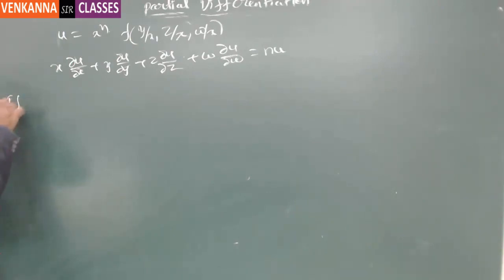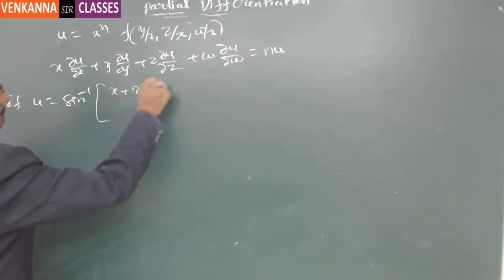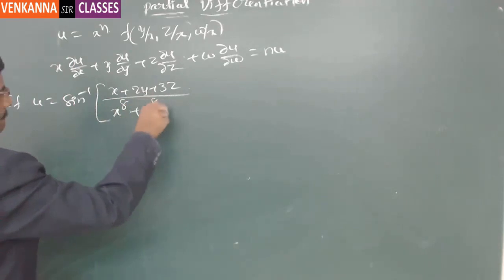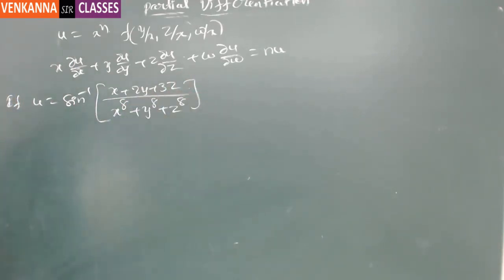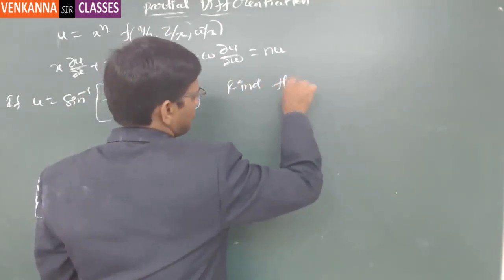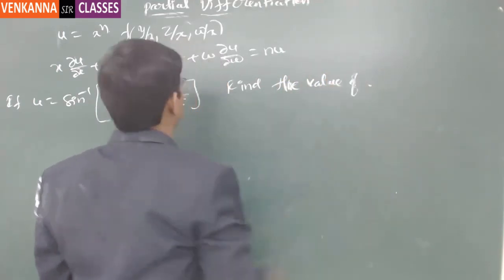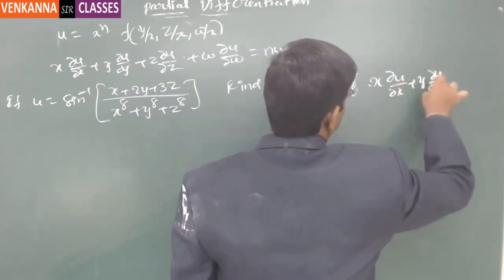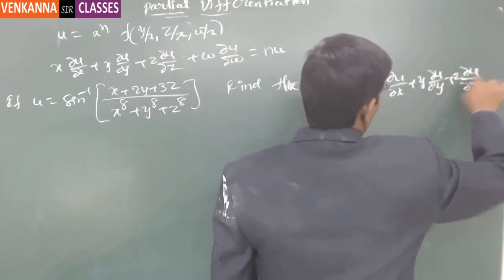If u = sin inverse of (x + 2y + 3z) divided by (x^8 + y^8 + z^8), then find the value of x ∂u/∂x + y ∂u/∂y + z ∂u/∂z. Find the value of this.